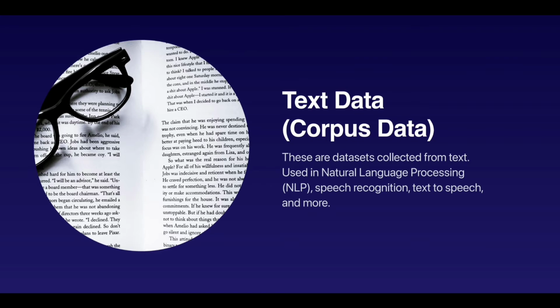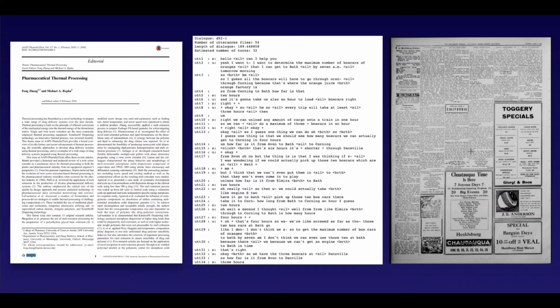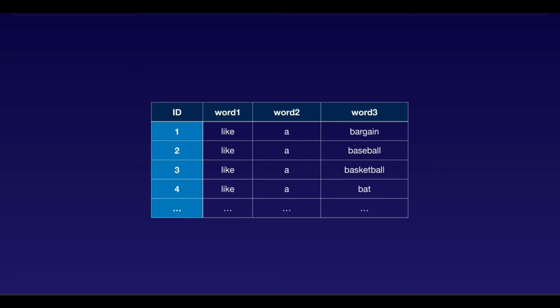Now, some examples of text data might look like this, where we have an academic paper, we have a dialogue between two people, and we have a newspaper clipping. And text data can also look like this, where we are possibly trying to predict a third word. And so we have different combinations of first word, second word, and we are looking at what the third word could be.